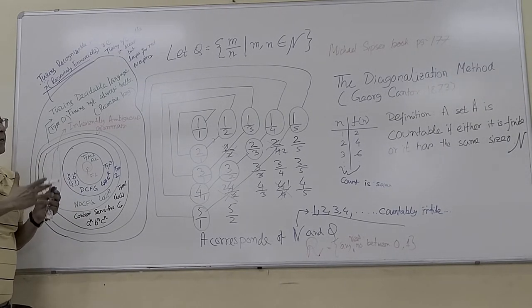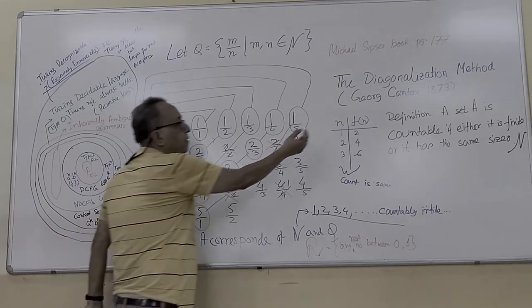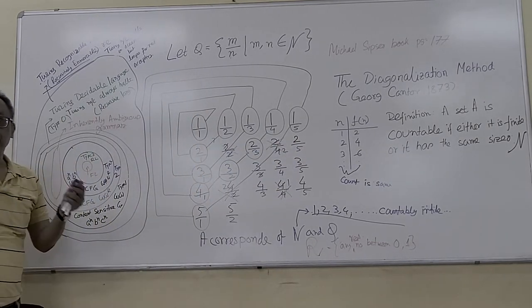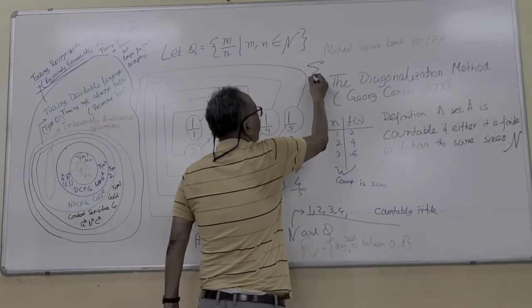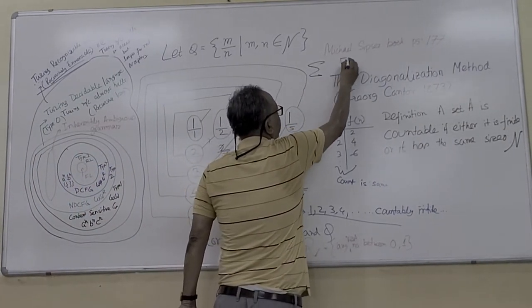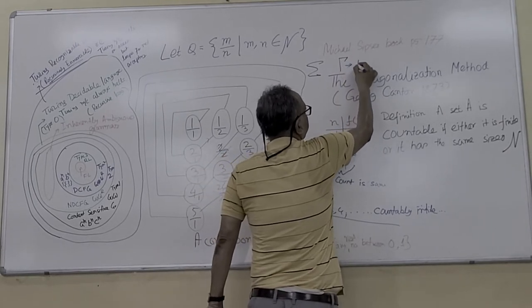Confusion. Then Georg Cantor, who invented the same; remember, we have our sets of alphabets, like we have a sigma, the language, gamma, the tape alphabet.